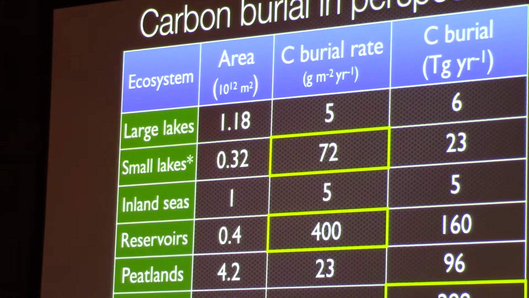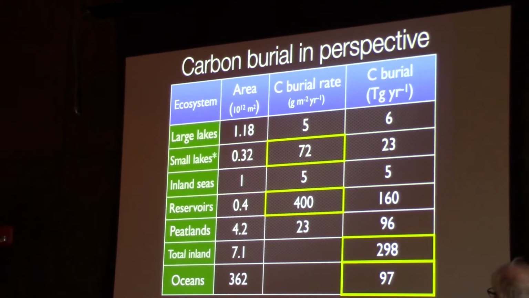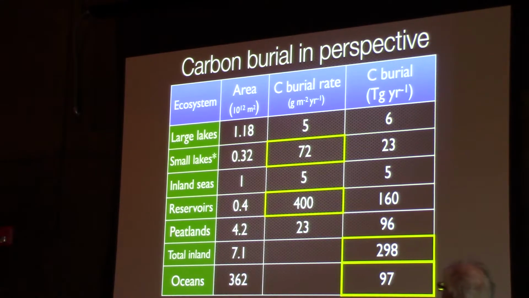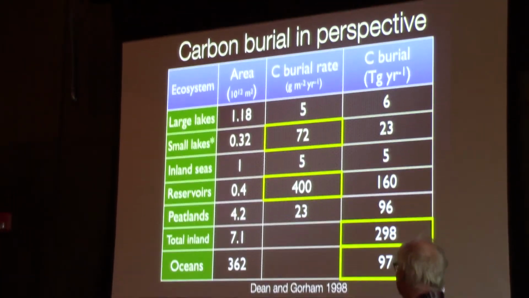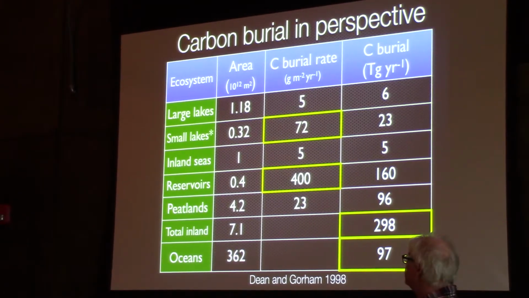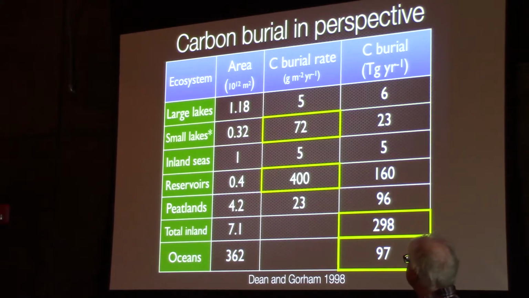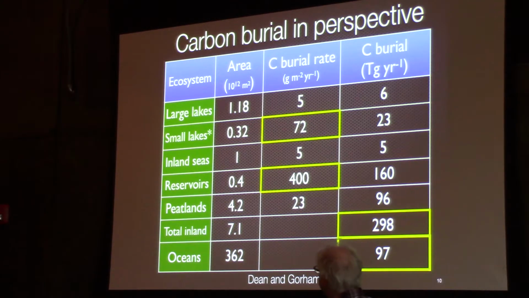To put this in context, Eva Gorham from my department and Walt Dean from USGS, well, it's almost 20 years ago, published this paper. It's one of the first ones where people started to think about the role of fresh waters in terms of the carbon cycle. And they did their best job to quantify the area. This is before the work of John Downing.